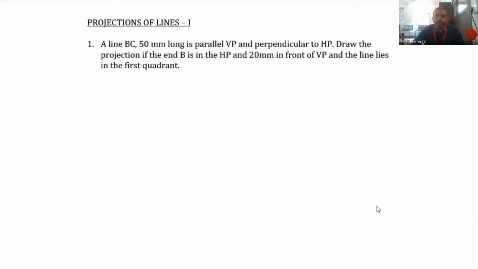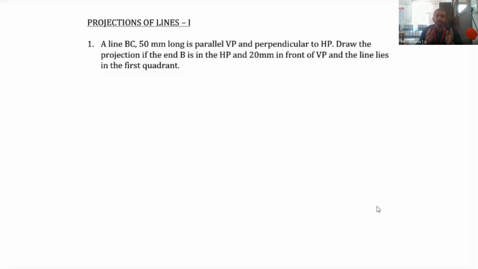Now I'll give you a few exercises, one exercise from each of these three conditions. So you can start writing the question and then complete the drawing. First I will describe how to draw it, and then you can complete it. So the question is: a line BC 50 millimeter long is parallel to VP and perpendicular to HP.